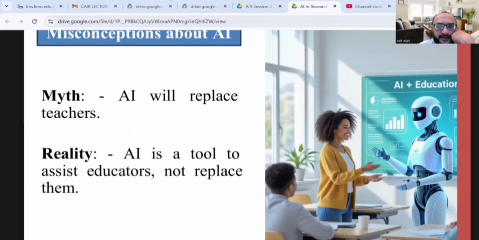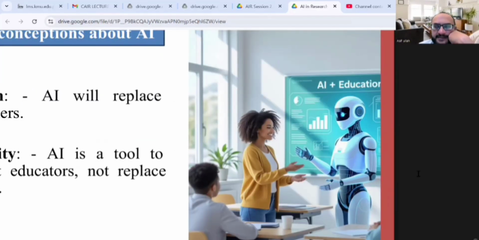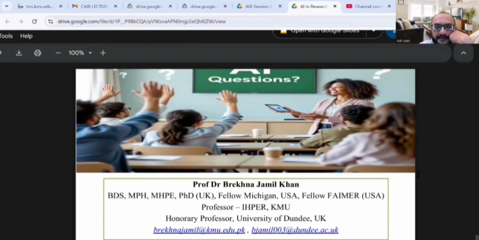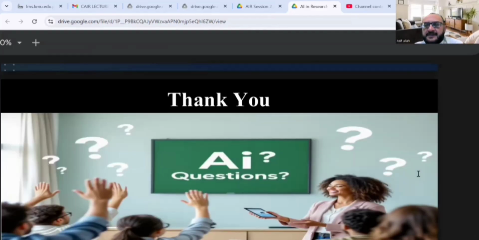Addressing misconceptions: AI will replace teachers. The reality is AI is a tool; it will assist educators, it will help teachers, and it will never replace them. Key takeaways are that AI is best used within proper frameworks, with better prompting and ethical responsibility.